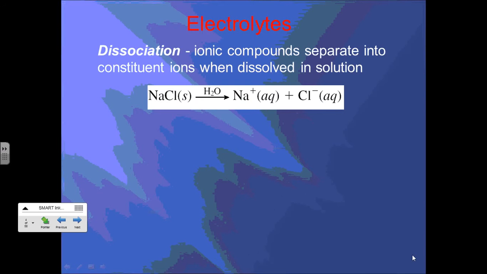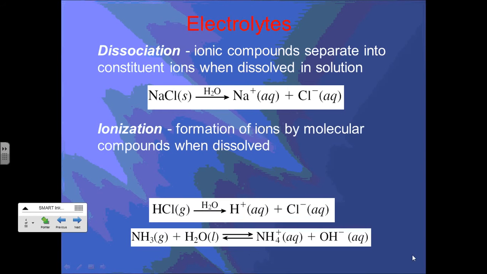Now, along the concept of electrolytes, they undergo dissociation. Now, this process is when ionic compounds separate into constituent ions and are dissolved into the solution medium. Now, during the process of ionization, you have formation of ions by molecular compounds when they're dissolved. An example is shown below.